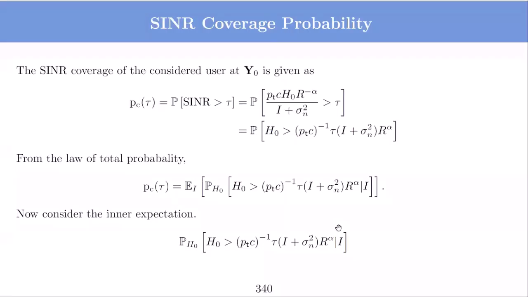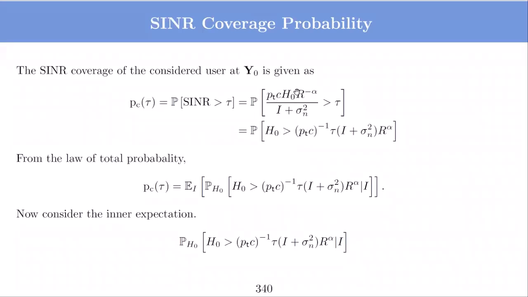We will talk about the SIR coverage probability of the Poisson network with fading. SIR coverage of the considered user is given as the probability that SIR is more than a threshold. And the SIR is defined as transmit power C h0 r^-alpha divided by interference plus noise square, greater than tau. So the derivation would be similar to the previous case. The only thing is that there would be h0 and hi extra in the interference term, and that is going to change the derivation and the expression significantly.